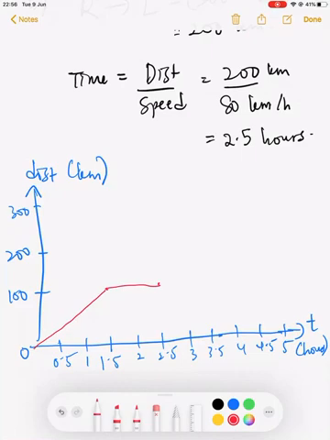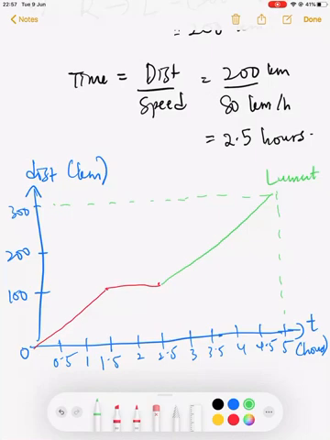So after 2.5 hours, which is 5 hours later, if we draw it, that's how we continue the graph. So the graph is now complete. After 5 hours of journey, he reached Lumut.